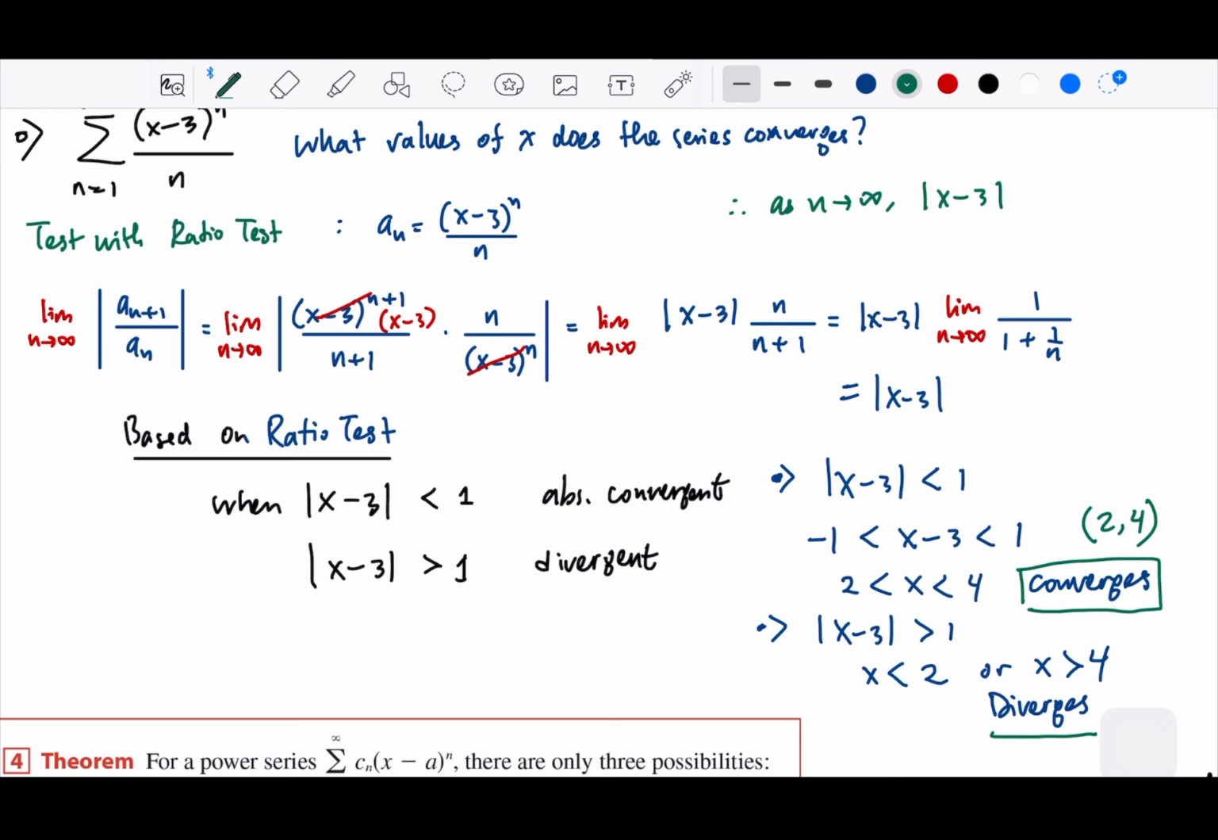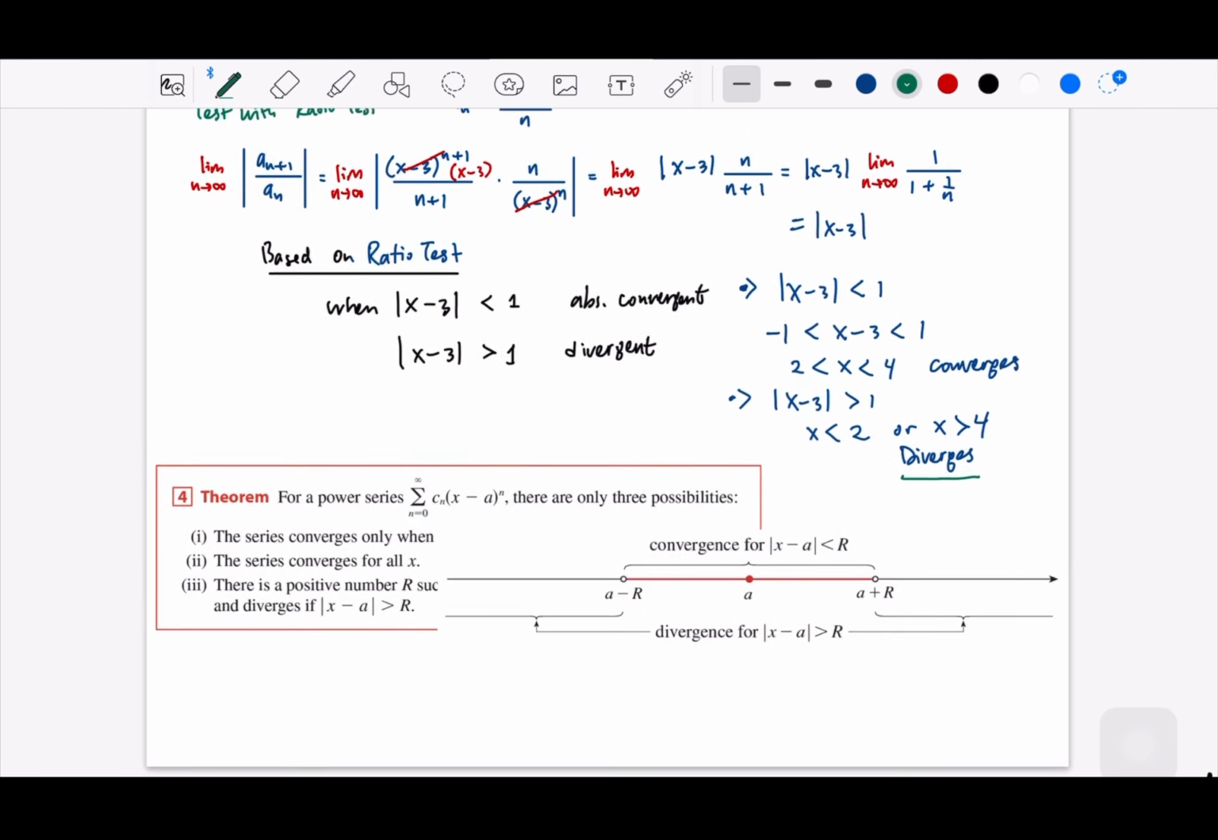But it's not complete yet. The ratio test, remember, when it equals 1, doesn't give any conclusion. So we need to test separately. So let me move this.